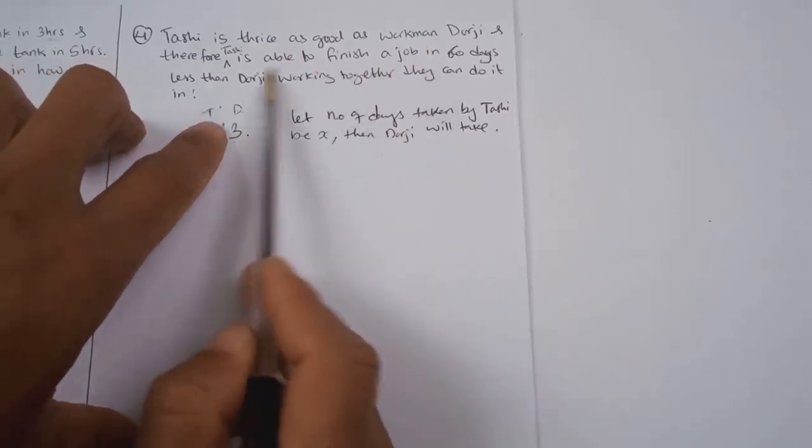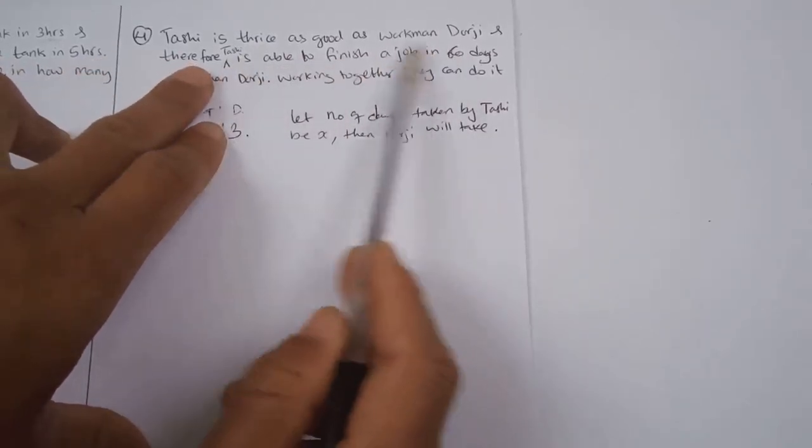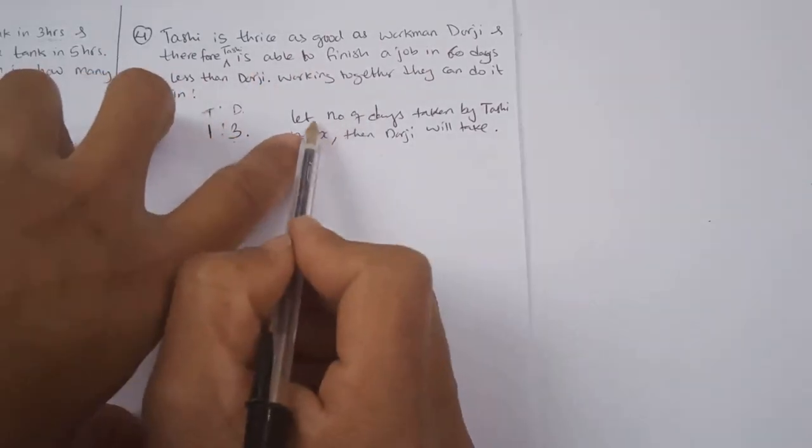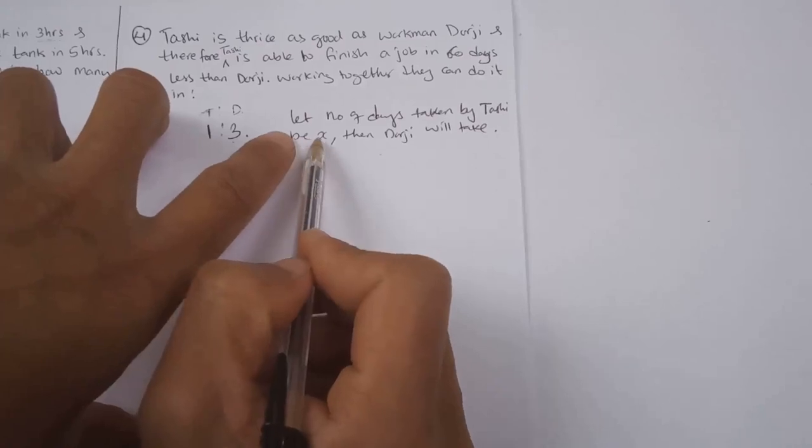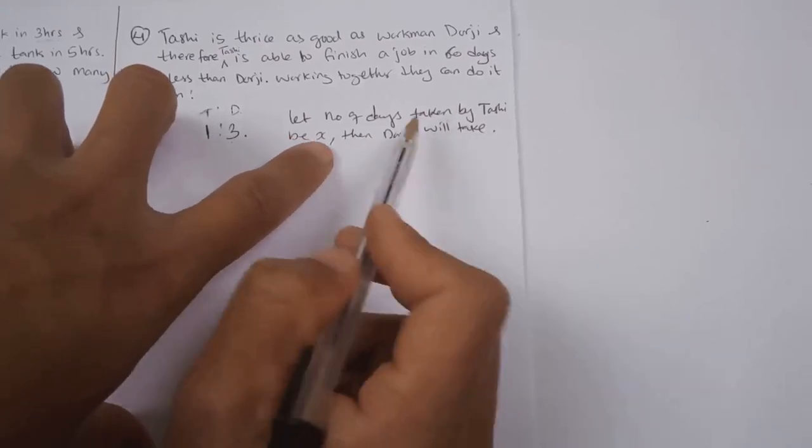Similarly, Tashi takes 60 days less than Dorji. So let the number of days taken by Tashi be x. Tashi takes x days, and Dorji takes 60 days extra.